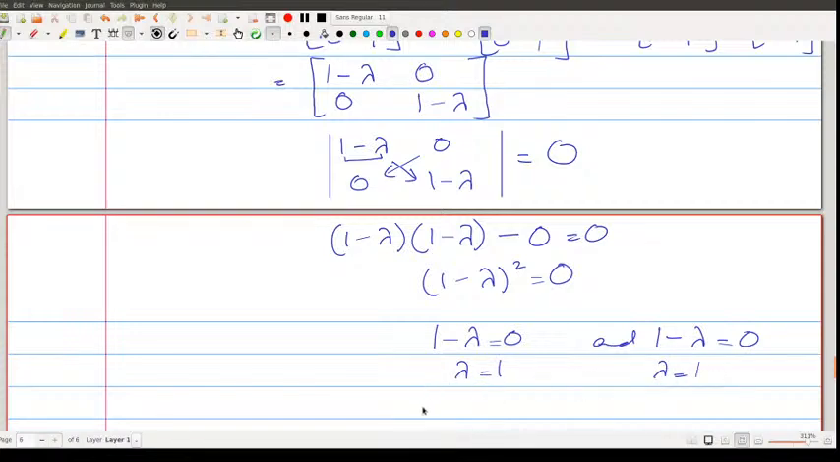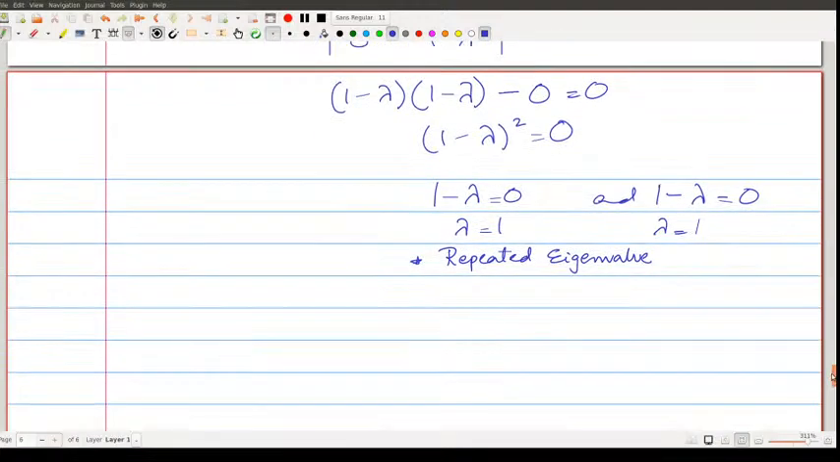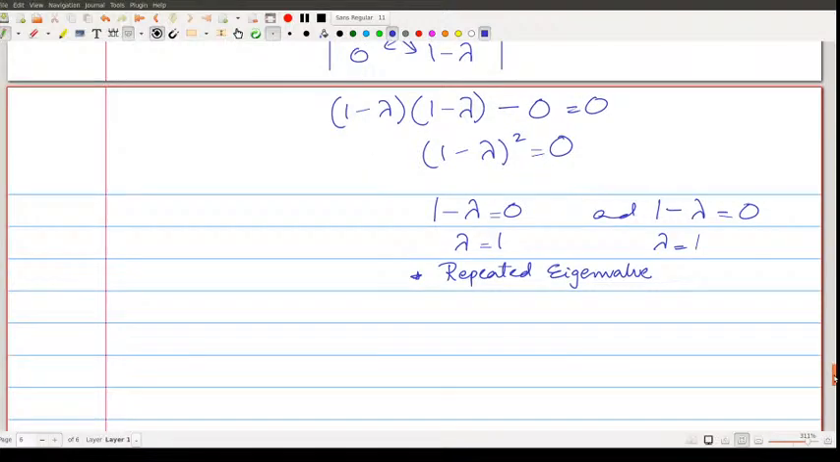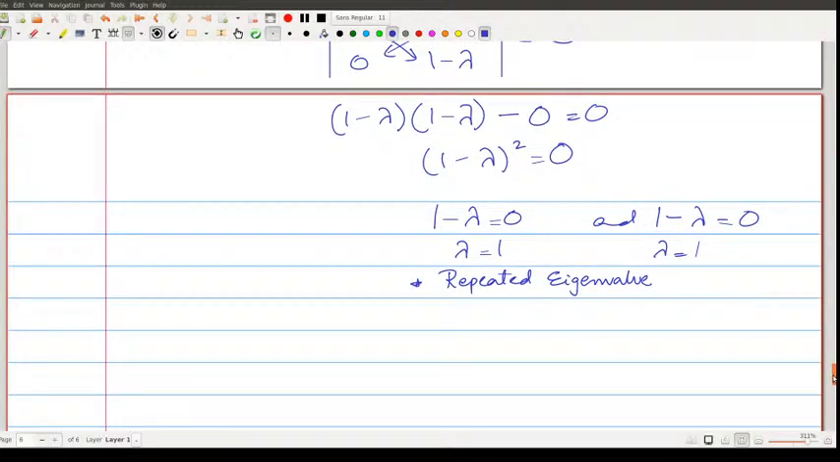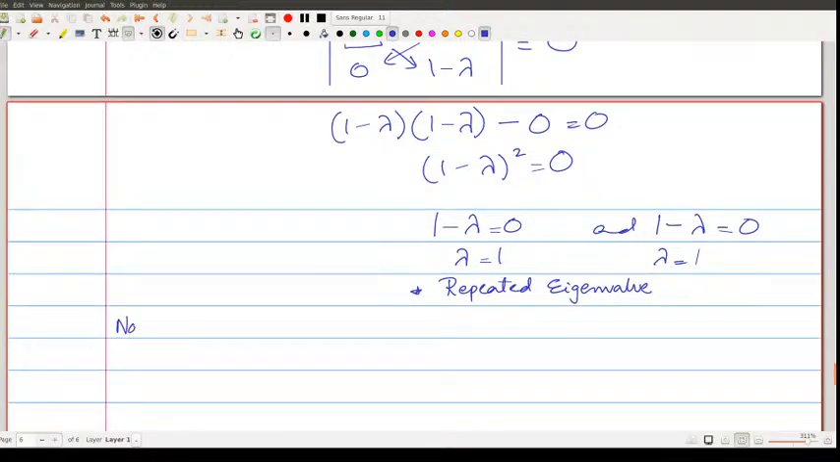So what we have here is a repeated eigenvalue, right? We're just getting one eigenvalue, even though it was a 2 by 2 matrix, and we'll see how many eigenvalues and eigenvectors we can get. Okay, so we have lambda equals 1. Now we need the eigenvectors.